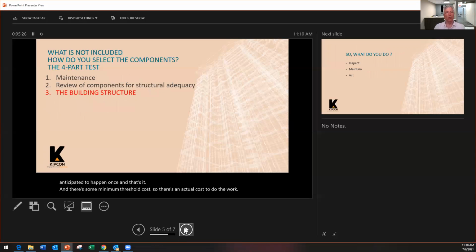So what is not included? It doesn't include maintenance. It doesn't include a review of the components of the building for structural adequacy, and it does not include the replacement of the building structure. Very important to remember that, because what it says in the press seems to imply that a reserve study will take care of what happened.